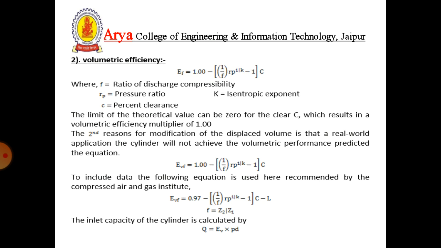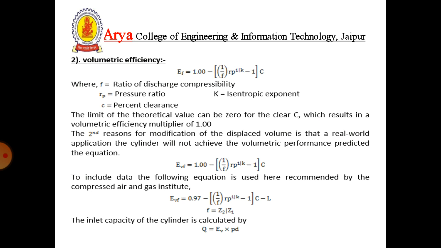the second reason for modification of the displacement volume is that in real world applications the cylinder will not achieve the volumetric performance predicted. The equation Vf equals 1 minus 1 by F Rp to the power 1 upon K, minus 1, into C.